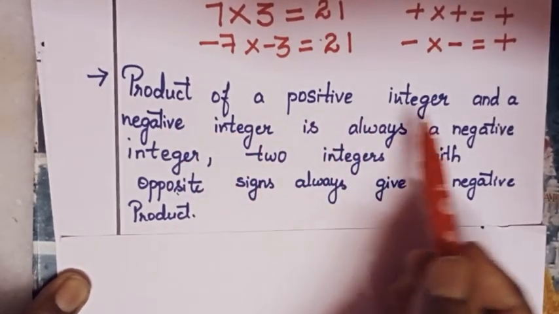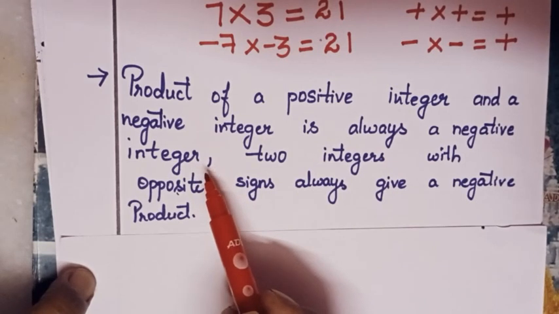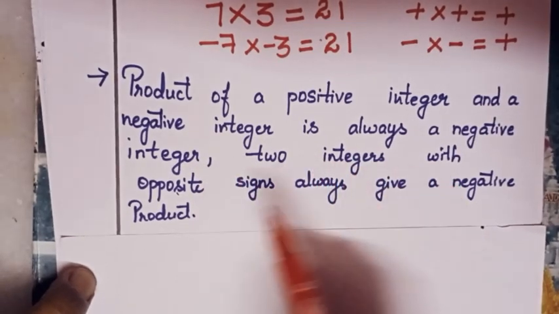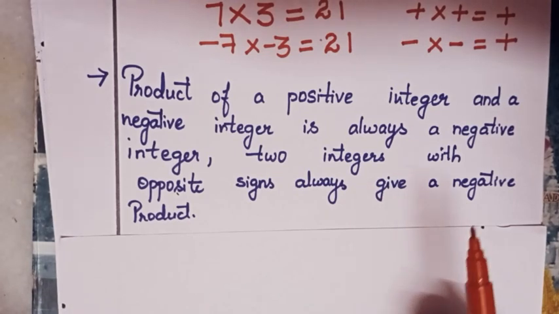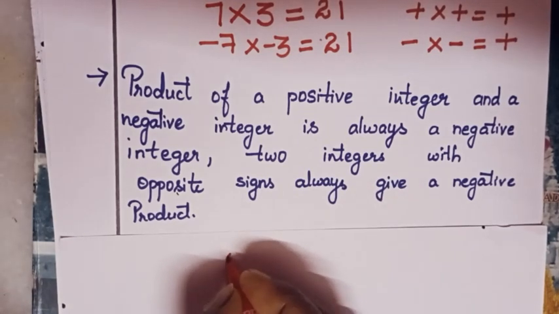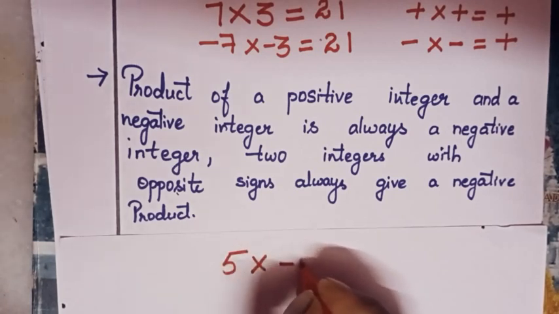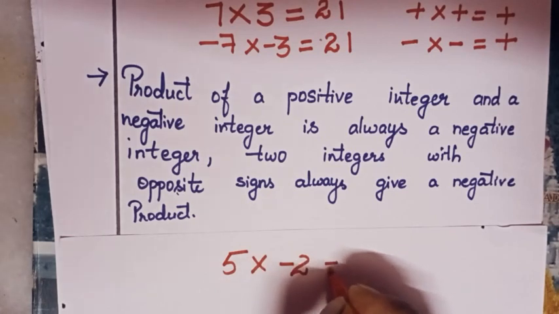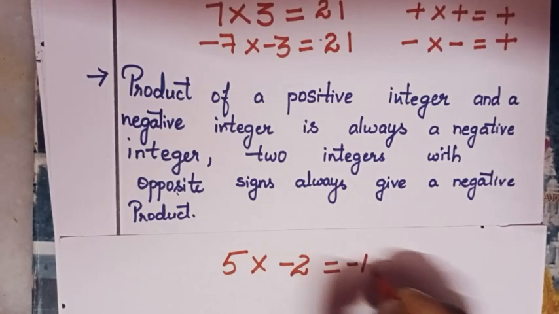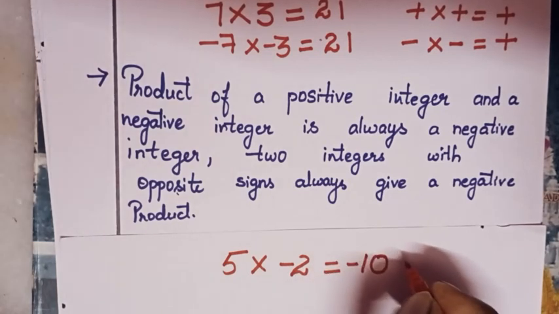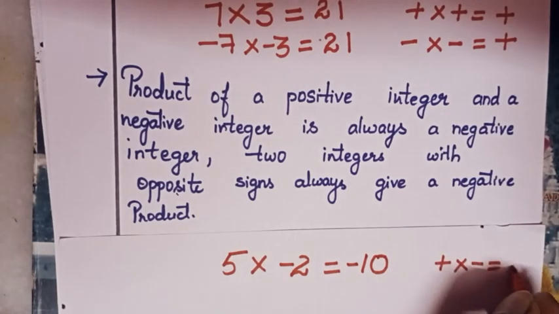Product of a positive integer and a negative integer is always a negative integer. Two integers with opposite signs always give a negative product. For example, let us take a positive integer 5 into negative integer minus 2. So 5 into minus 2. 5 twos are 10, children. But we get a negative integer as minus 10. So plus into minus equals to minus.